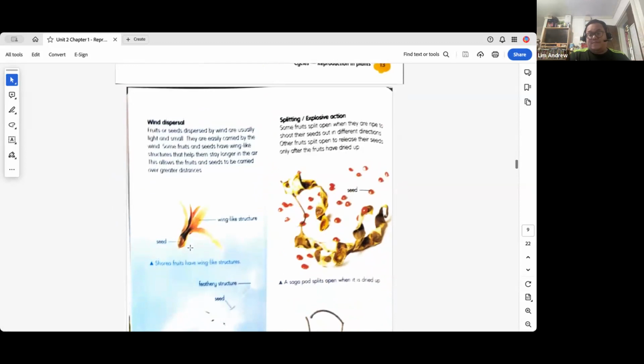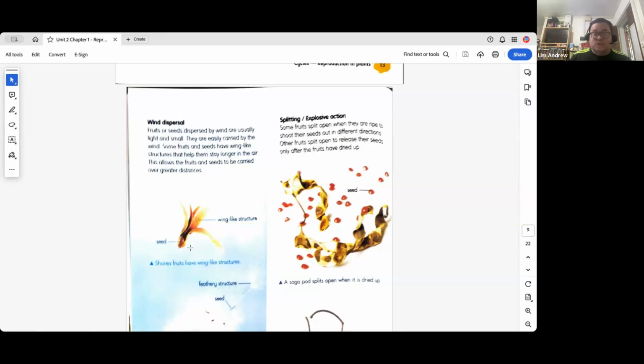Next up, wind. We've seen animal, we've seen water. How does wind help? Some plants make use of wind. Why? Because their seeds are so light and small that they are easily carried by the wind, and the wind will blow them to a new location to grow. So wind also does help some plants to disperse their seeds as well.